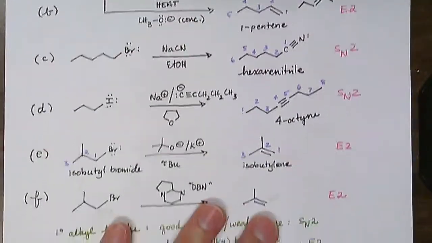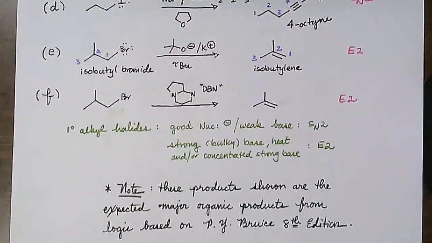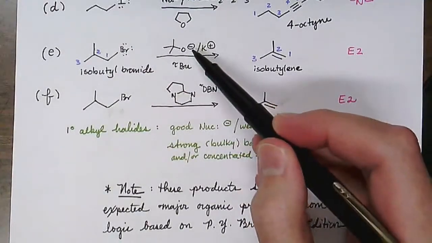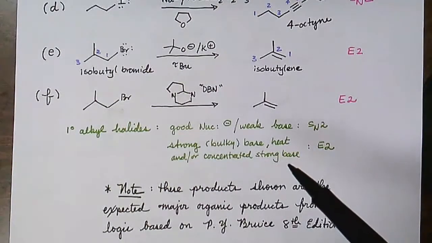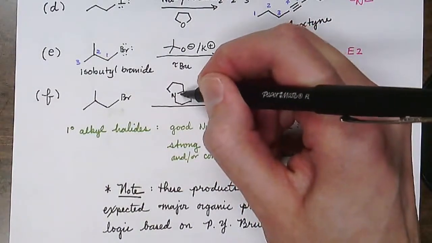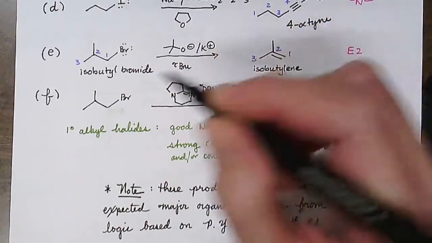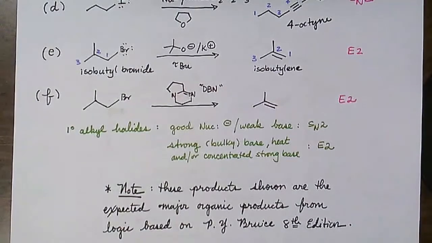Now, if we consider a primary alkyl halide with branching, which we could say is more sterically hindered, and a sterically hindered bulky base like potassium tertiary butoxide, we would see E2 elimination. Similarly, with DBN, we would also see E2 elimination from this primary alkyl halide. So as a summary, a good nucleophile and a weak base will promote SN2, whereas a strong base, which could be bulky, and with heat and/or concentrated strong base will promote E2.